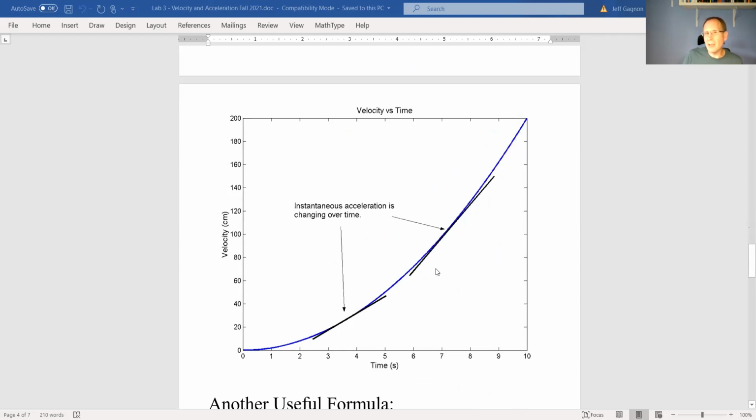We're not really going to talk about this in lab, but this would be a case where I have velocity versus time. It's curved. So now the acceleration is actually changing. It's actually increasing in this case.